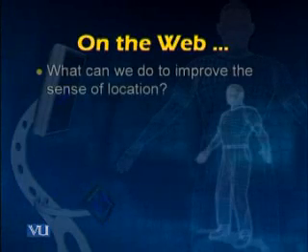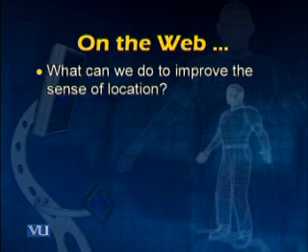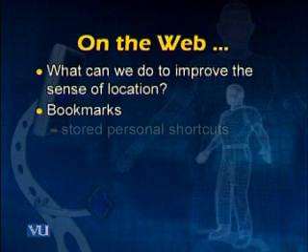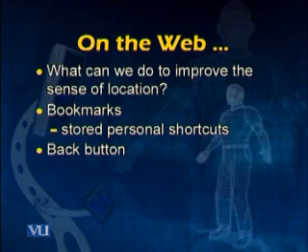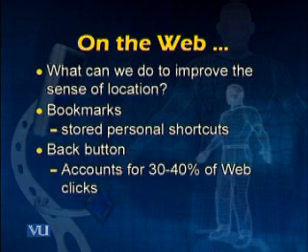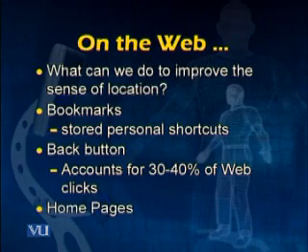So on the web, what can we do to improve our sense of location? What can we do to improve the navigation? Well, for this purpose we have bookmarks. These are stored personal shortcuts. We can also make use of the back button, and very often this is what users do. This accounts for 30 to 40% of web clicks. And we can also use the home page.